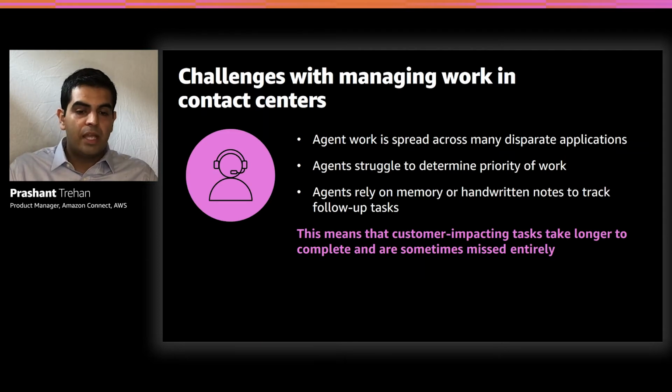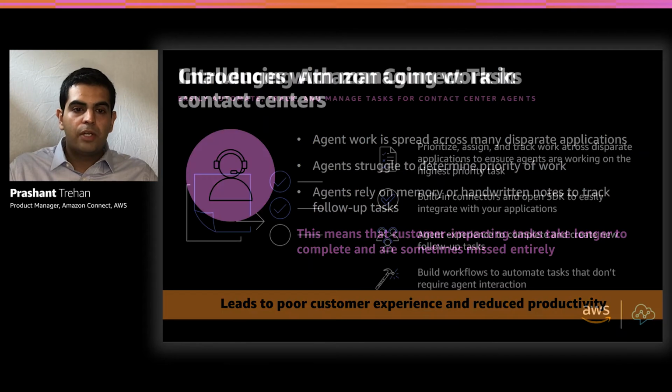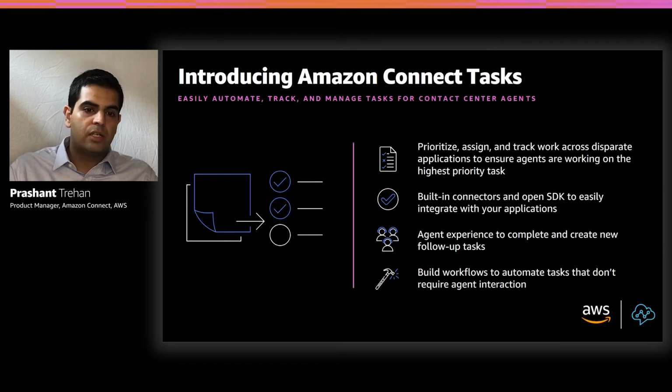This means that mundane repetitive tasks end up consuming agents' time, which could instead be spent interacting with customers. The outcome is a poor customer experience and reduced agent productivity. To address these issues with managing work in the contact center, we're introducing Amazon Connect Tasks, which enables contact center managers to improve agent productivity, automate repetitive work, and lower cost.